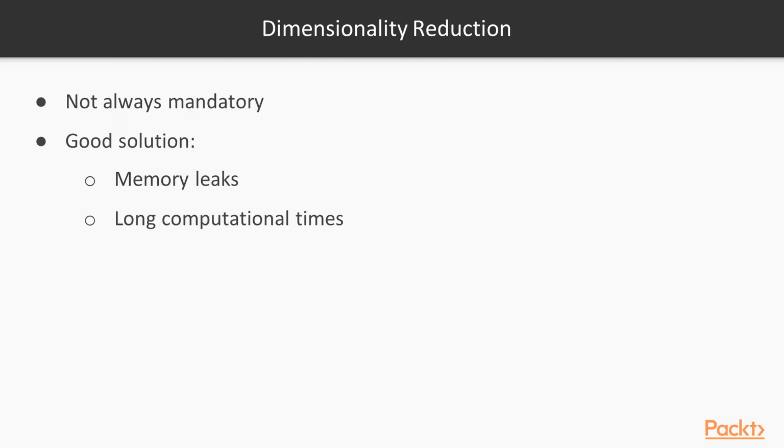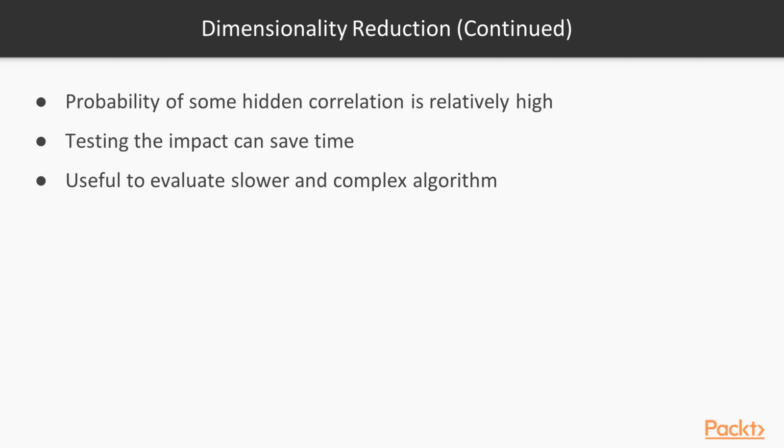The next step is dimensionality reduction. This step is not always mandatory, but in many cases it can be a good solution to memory leaks or long computational times. When the dataset has many features, the probability of some hidden correlation is relatively high. Testing the impact of each factor during the initial phases of the project can save time that can be useful when it's necessary to evaluate slower and more complex algorithms.